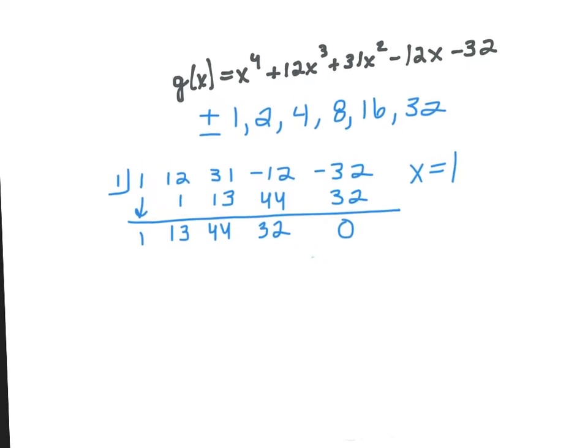So I started off with x to the 4th. That means my resulting polynomial starts off with x cubed. So x cubed, x squared, x, and a constant. I have x cubed plus 13x squared plus 44x plus 32 equals 0.